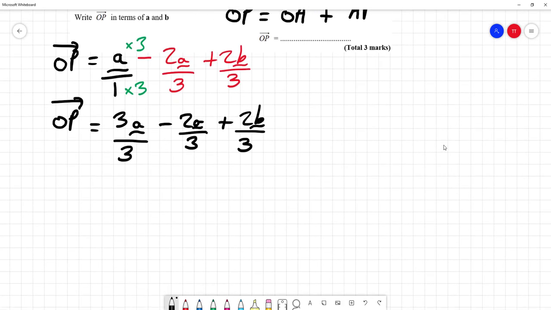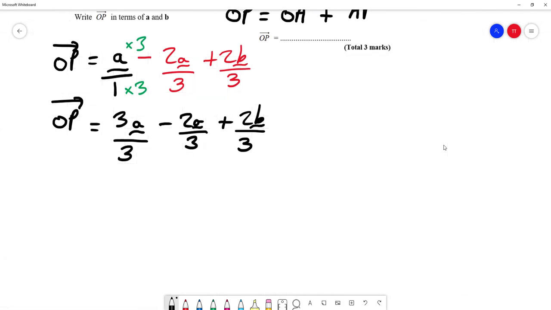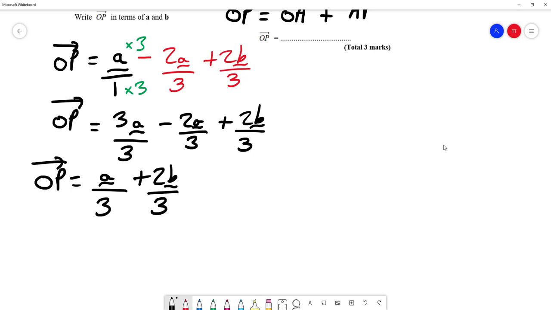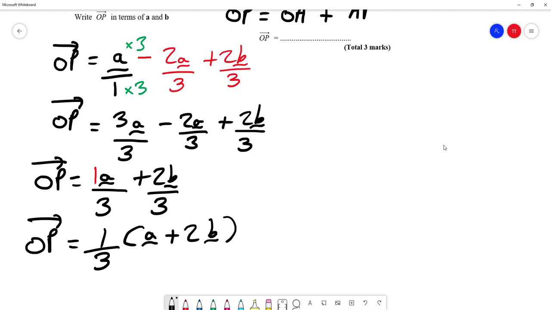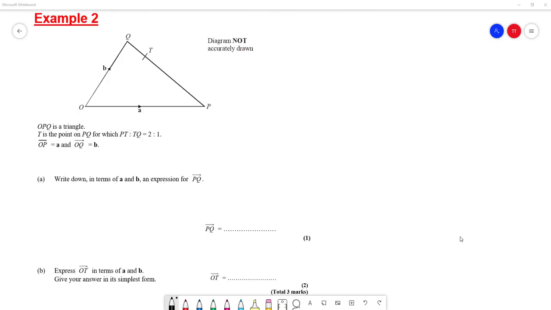And we can simplify this down to give me 3A minus 2A is simply A, so we get A over 3, and then we get 2B over 3, but don't forget it's 1A, so I'm going to write a little 1 here in red. And what we're going to do, we're going to factorize 1/3 out. So we get 1/3 of A plus 2B, and that is the answer.